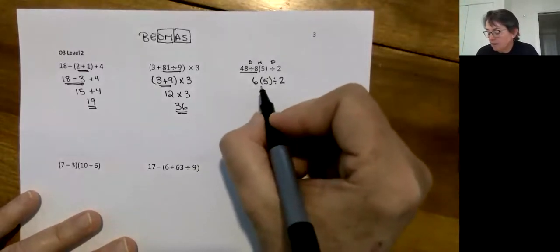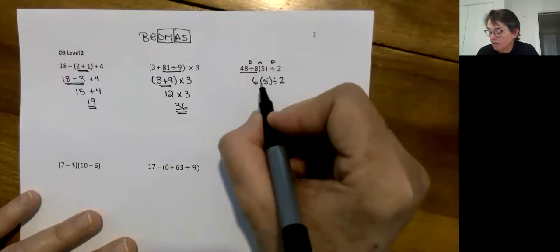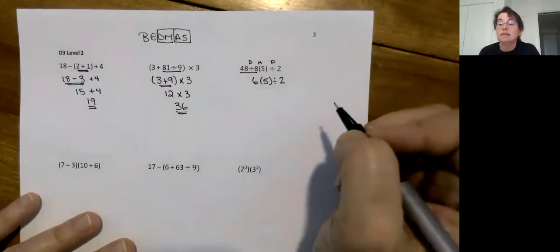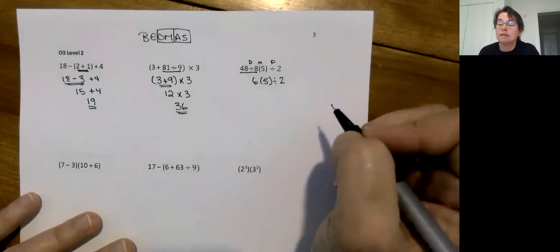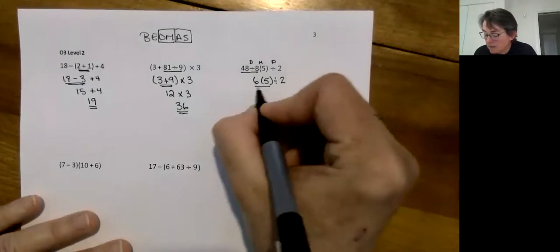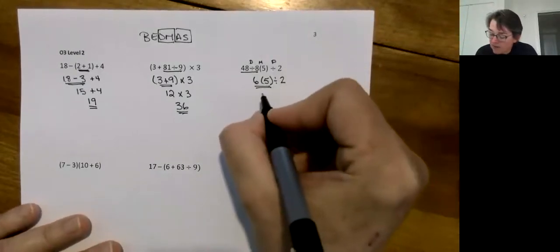Now I'm going to do my multiplication because all I've got is multiplication and division, and those are kind of the same level as they appear left to right. So this is next. 6 times 5 is 30.